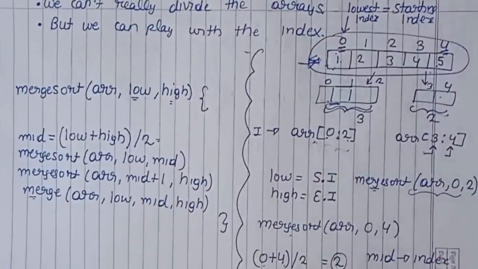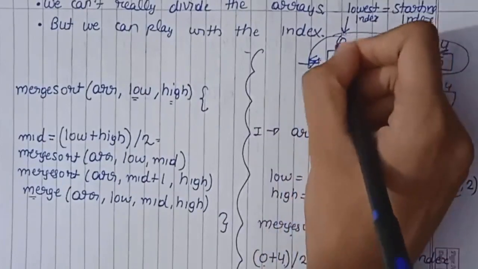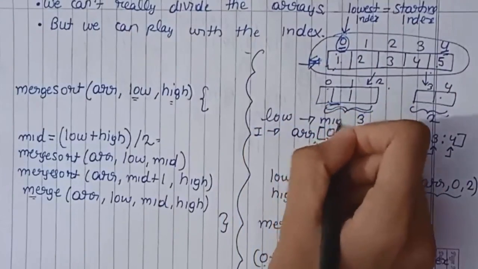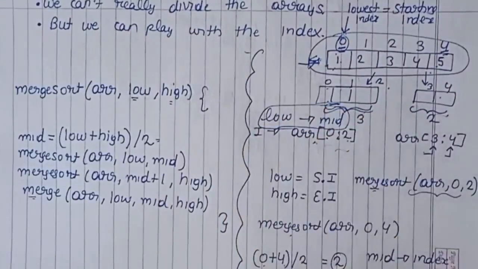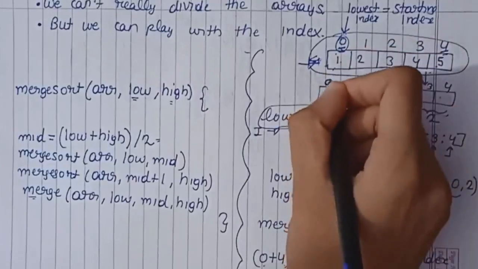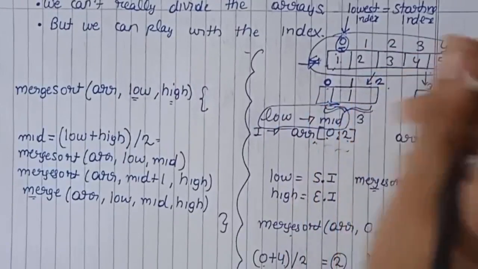So now I need to divide these arrays. How will it get divided? I know that the first array will be from 0 to 2. That is, our low was 0, so it is from low to mid, because mid is equal to 2 and low was equal to 0, and here we have seen that it was 0, 1 and 2.